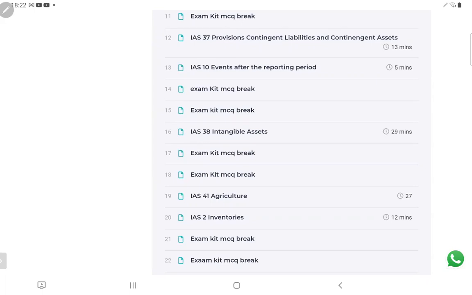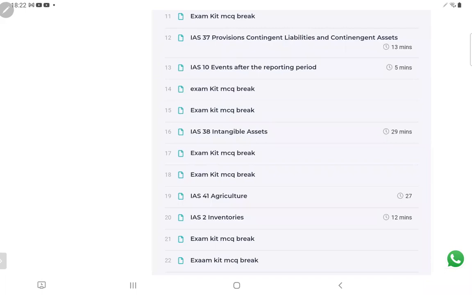What is a provision? What are the conditions to recognize a provision? What is a present obligation? What is a constructive obligation? What is a contingent liability? What is restructuring? What is an onerous contract? That's all you will learn in IAS 37.